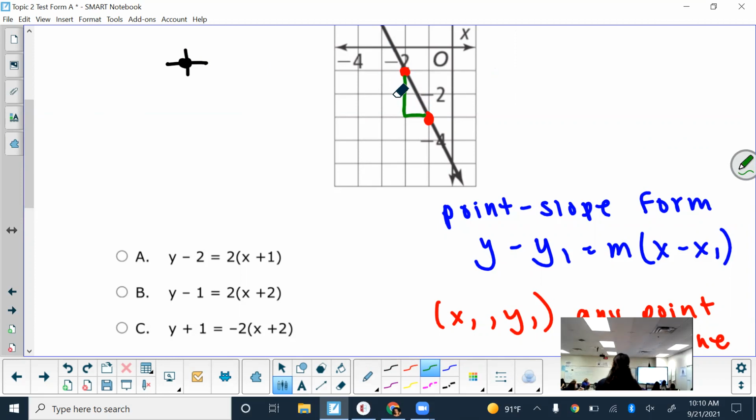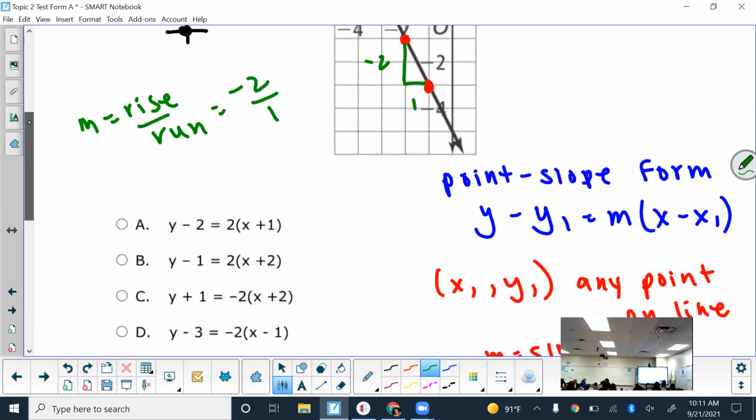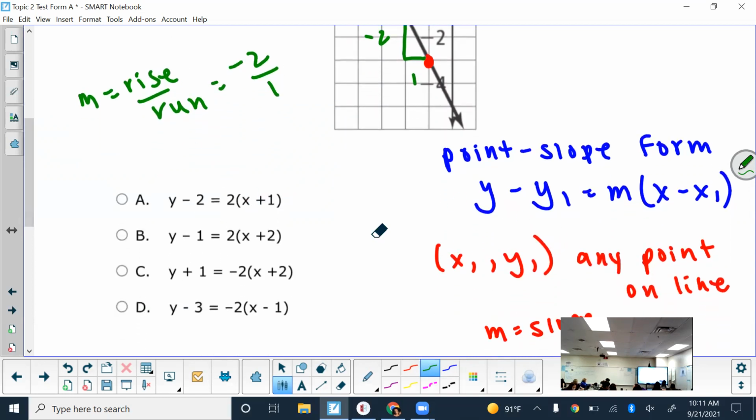So what's my rise? -2, good, because it's going down 2. You always go from your left dot to your right dot. We have to go down 2, so it's negative. And what's my run? 1. All right, and then m is always rise over run. So it's -2 over 1. So which ones can I eliminate?